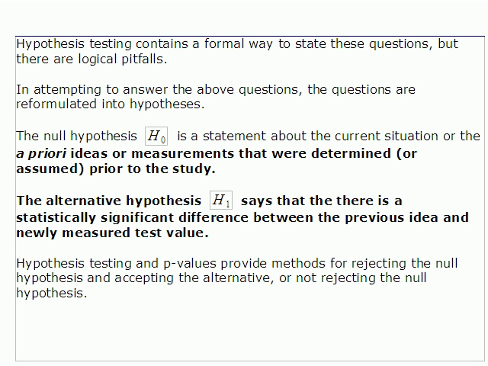To use hypothesis testing, those ideas that I was talking about with the drug have to be reformulated into hypotheses. And there's going to be two of them. One is called the null hypothesis. Some people make a joke and say it's the dull hypothesis, but the null hypothesis. This is a statement about the current situation or the ideas that you had previous to the study. It's called the a priori idea. That's what this is: the previous ideas or measurements.